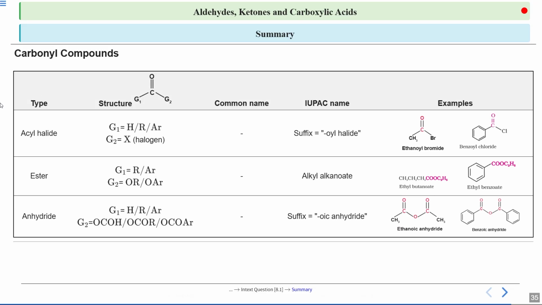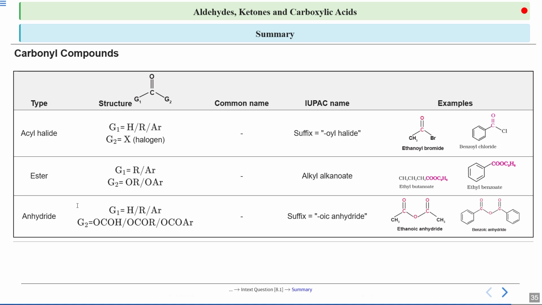Next, we talked about acyl halides. In case of acyl halides, this G1 over here can be hydrogen, alkyl or aryl group, and the X will be a halogen, which can be fluorine, chlorine, bromine or iodine. For the IUPAC name, you use the suffix oyl halide. Like this is ethanoyl bromide, and this is benzoyl chloride. For ester, this G1 can be an alkyl or aryl group, and G2 is OR or OAr. And the IUPAC name which we use is alkyl alkanoate. So this can be ethyl butanoate or ethyl benzoate.